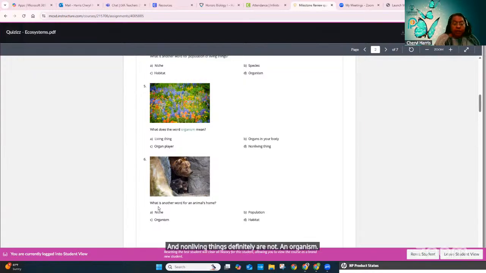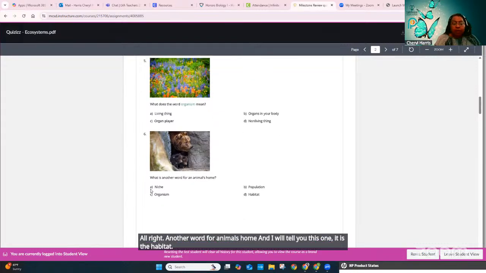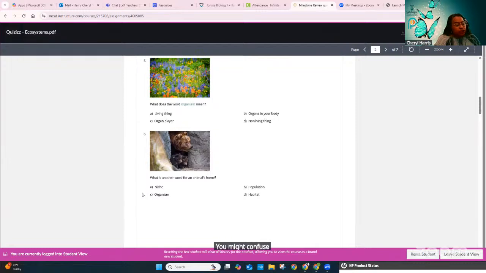All right. Another word for an animal's home, and I will tell you this one, it is the habitat. Okay. You might confuse it with the niche. Niche is what the organism does in its home. So the job that it performs where it lives is a niche. But the answer to this question is a habitat.